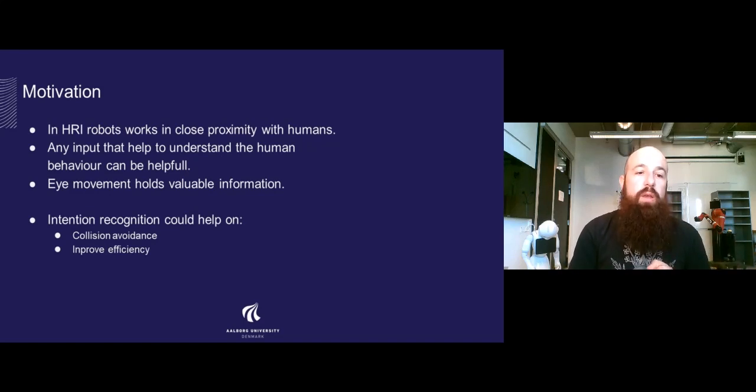In this case, eye movement is a source of information that humans give away, and it could be nice to use this information for the robot. If we can somehow find an algorithm that predicts the intention of the human, then the robot can adapt during the task, and then we can get some benefits. For example, we can apply some collision avoidance, we can improve the efficiency by improving the movements of the robot, and so on.